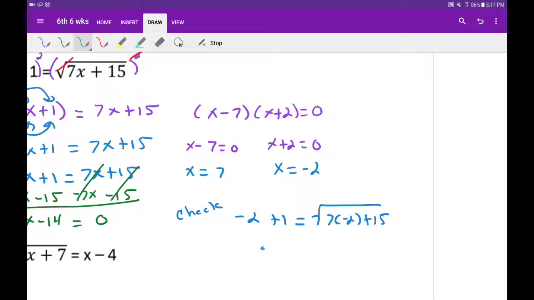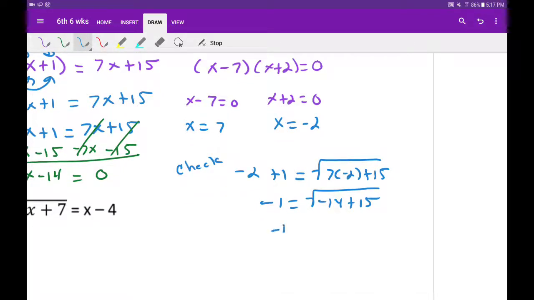Okay, and let's just work it out. We know this side is going to be negative 1. And if you work this inside out, we get negative 14 plus 15. So negative 1 equals the square root of negative 14 plus 15, which is just 1, so the square root of 1. And we know the square root of 1 is 1. So negative 1 does not equal 1. This is false, which means that this answer is extraneous.